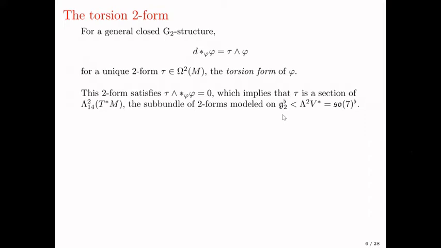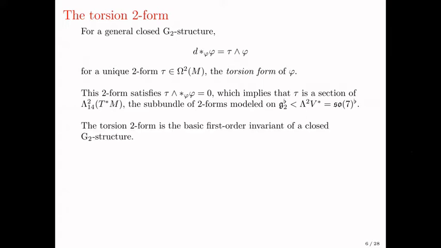So by lowering an index, I can think of G2, which would usually sit inside GL(V), as lying in SO(7) because we know that G2 preserves the metric. So it lies in lambda 2 of V star, which I identified with SO(7). And then this algebraic condition says it actually lives in this G2 space, this 14-dimensional space that's a subset of this. Okay.